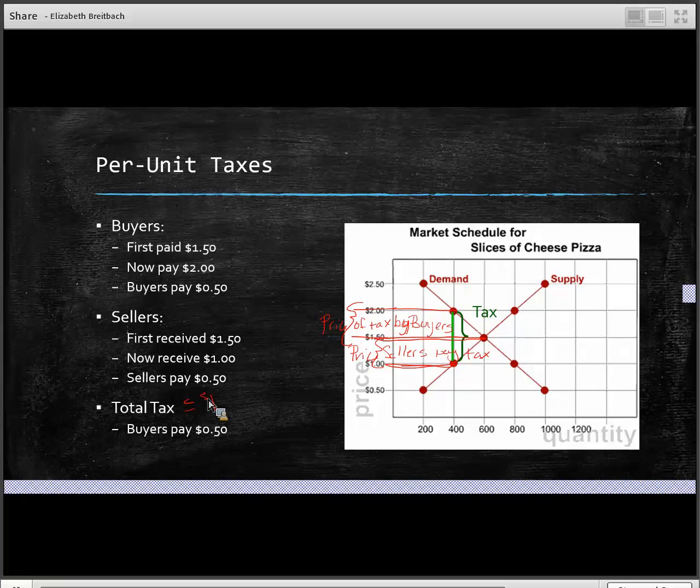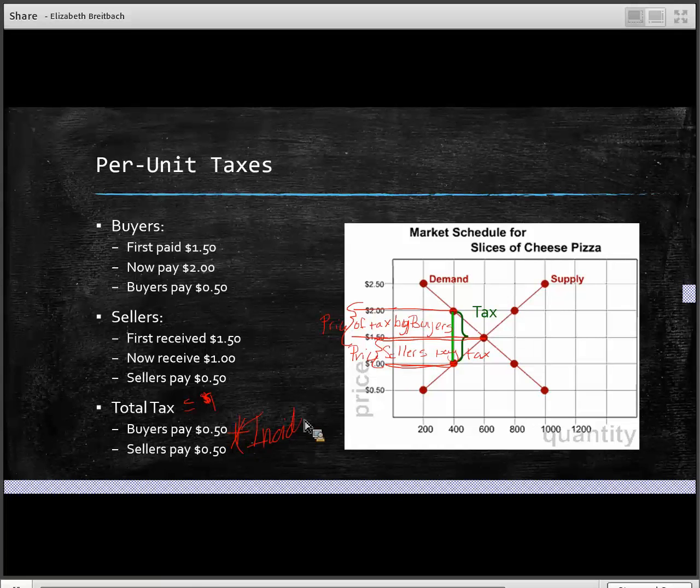How much of the tax does each market participant pay? And what we're going to find as we go through an example is that it's going to depend on elasticity. The tax incidence depends on elasticity.